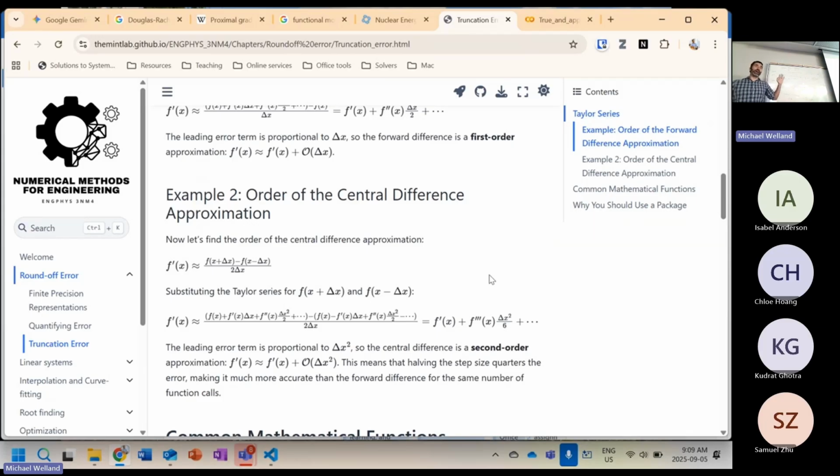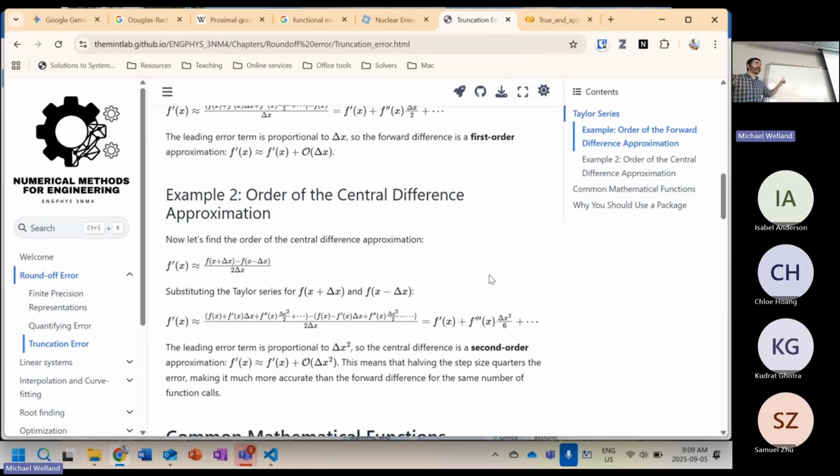So in this case, if I were to halve the step size, what would happen to the error? It will go down by a factor of 4, right? 2 squared, factor of 4. Which is a quantifiably, mathematically better approximation. Central difference is the way to go.